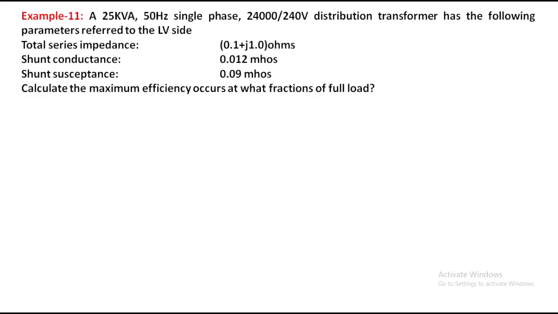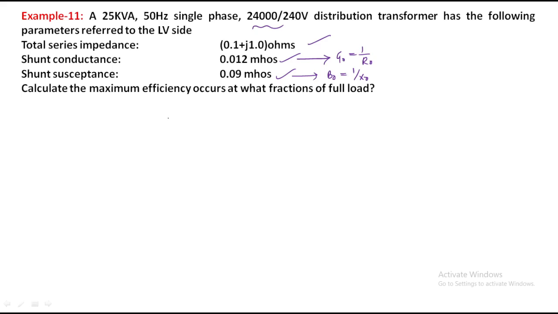Next, a 25 kVA single phase distribution transformer has the following parameters: total series impedance like this, total shunt conductance like this, and shunt susceptance like this. Conductance is nothing but Y naught, which is equal to 1 by R naught. Susceptance is nothing but B naught, which is equal to 1 by X naught, right?